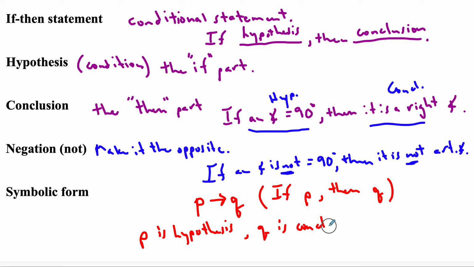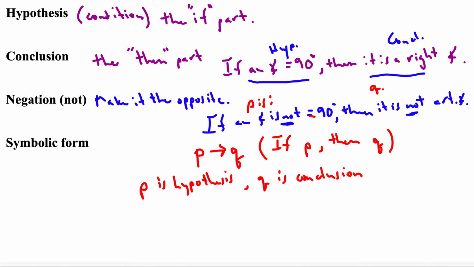So in words, P could be this statement, and then Q is this statement. So P is an angle is not equal to 90 degrees, and then Q is the angle is not a right angle. Now, please bear in mind, it is context sensitive.